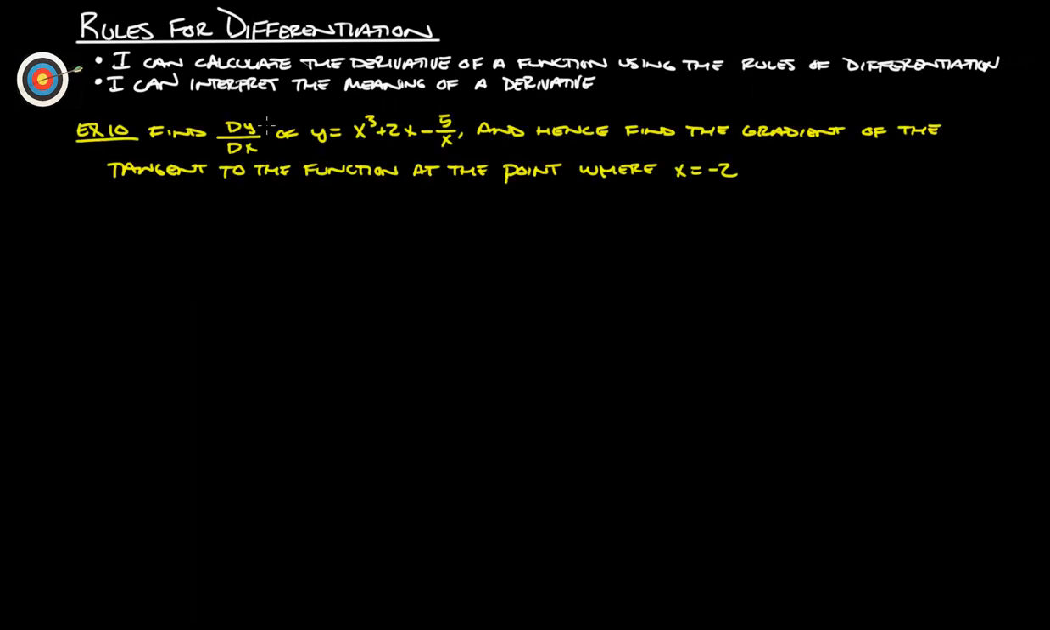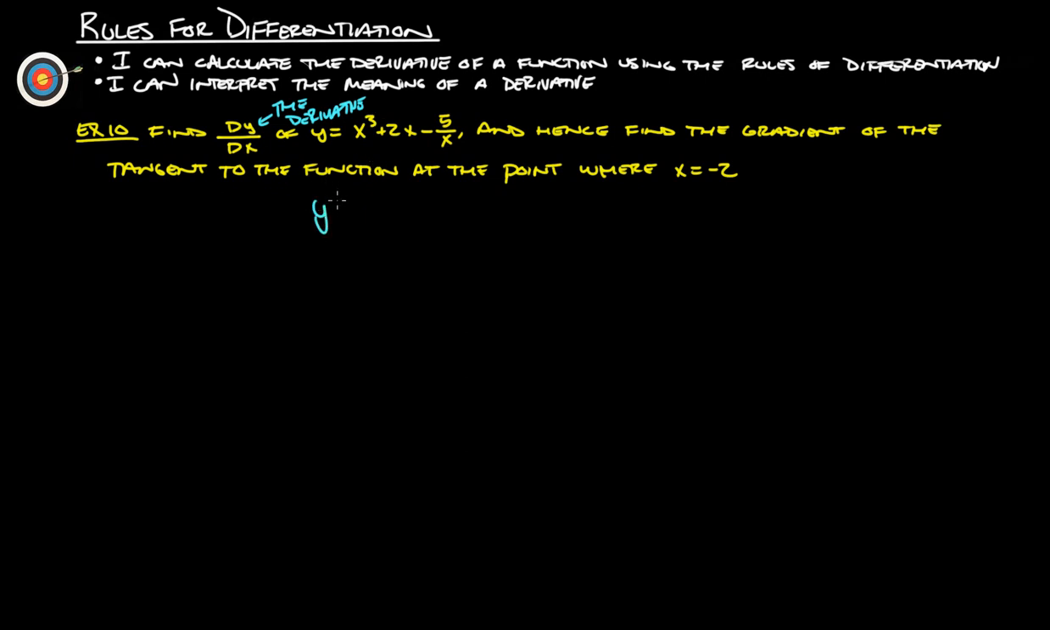Example 10, find dy over dx. That is the derivative. Okay, the derivative takes many different forms, dy over dx. Really, that d means the change in y over the change in x. So that's the derivative. So we're going to find the derivative of this, and hence find the gradient, aka slope, of the tangent to the function at the point where x equals 2. So, first things first, let's just take the derivative of this thing.